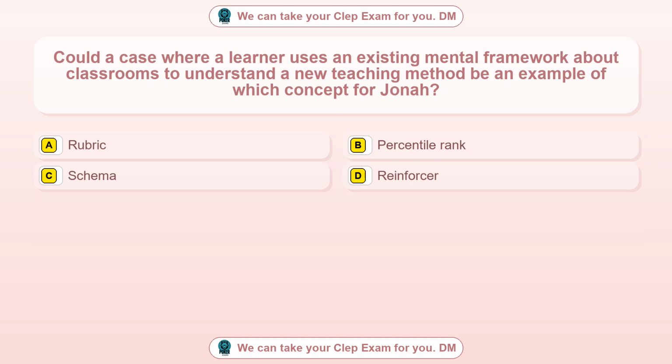Question 44. Could a case where a learner uses an existing mental framework about classrooms to understand a new teaching method be an example of which concept for Jonah? Option A, rubric. Option B, percentile rank. Option C, schema. Option D, reinforcer. The correct answer is option C, schema.